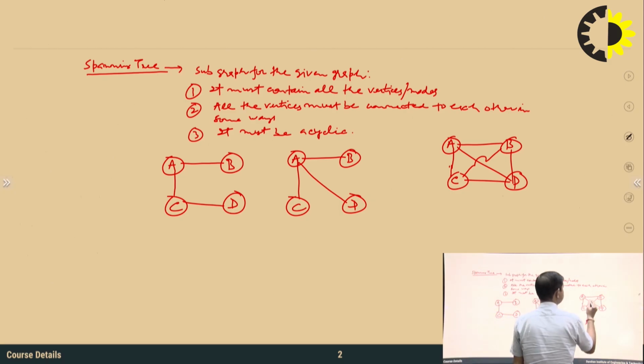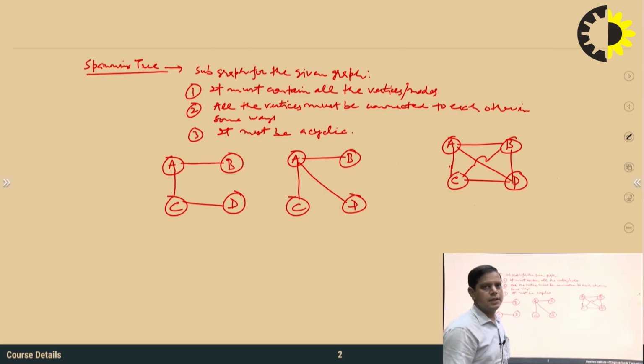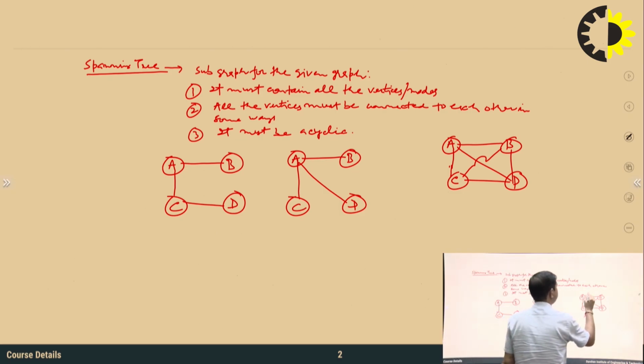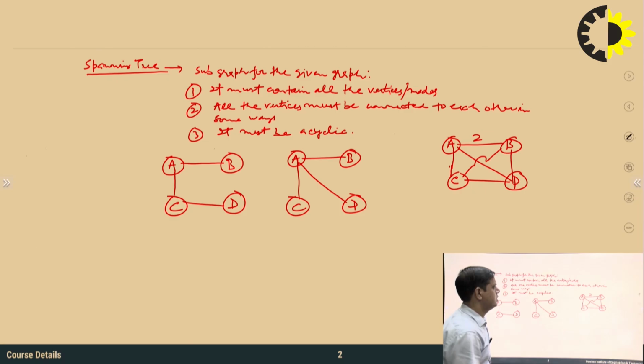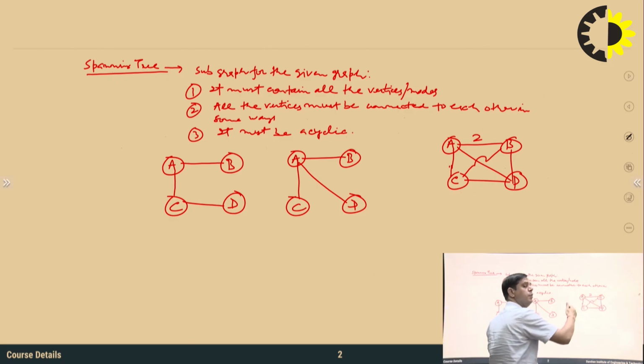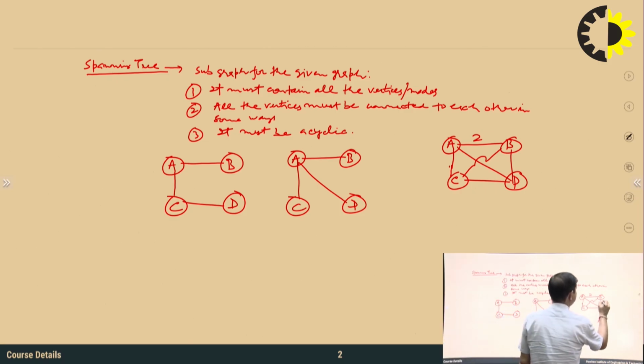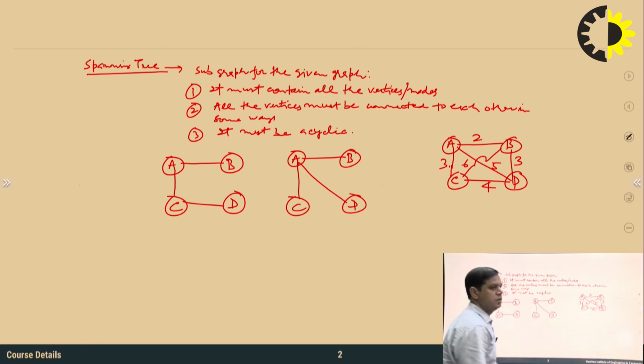Now in this case, on each edge, a weight is given. For example, for this edge it is 2. That is the cost or weight of reaching A to B, or we can say B to A. For example, that is 3, that is 4, 5, 6, and for example 3. This kind of graph we call a weighted graph. In the spanning tree, we have to construct the MST.